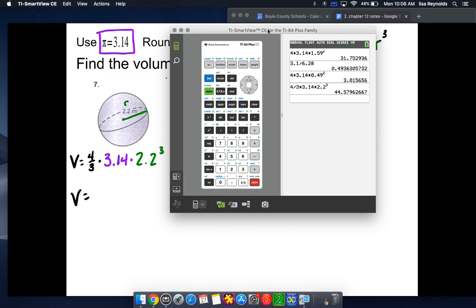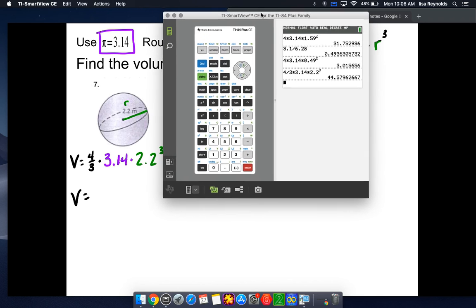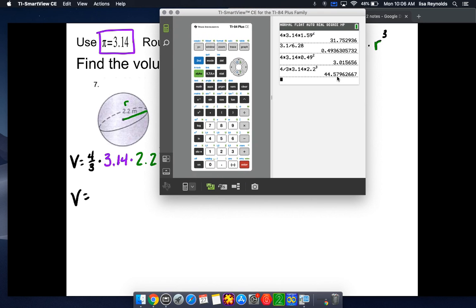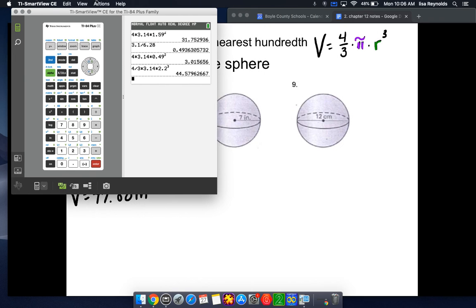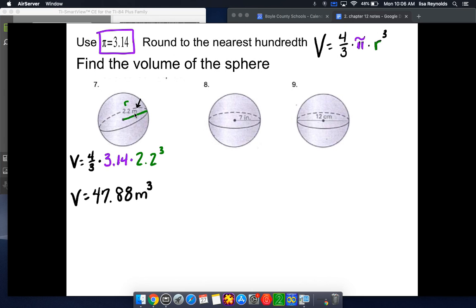Once again, we are rounding to the nearest hundredths, so that's the second place. Since it's followed by a 9, this is going to be 47.58. Since we have meters, we use the units, and volume is in cubic units. So since our radius is in meters, our volume is in cubic meters.